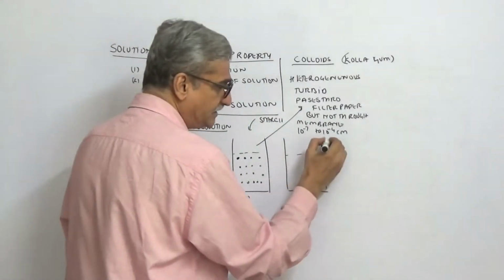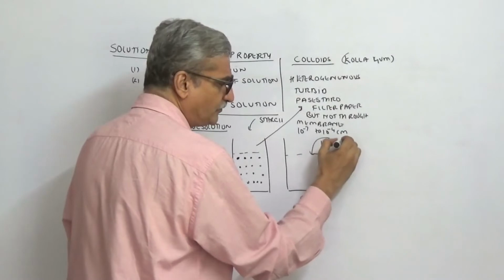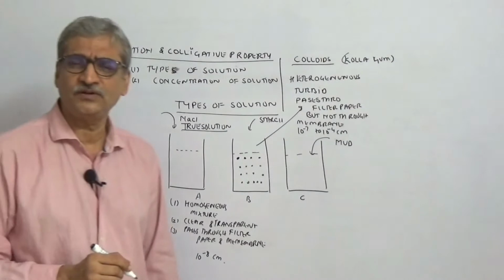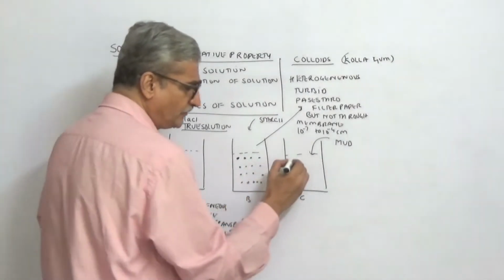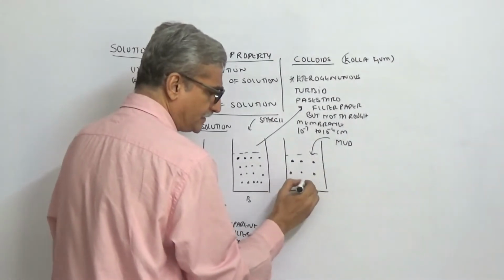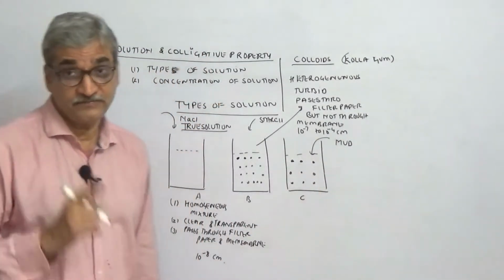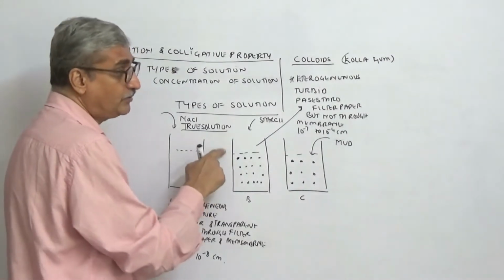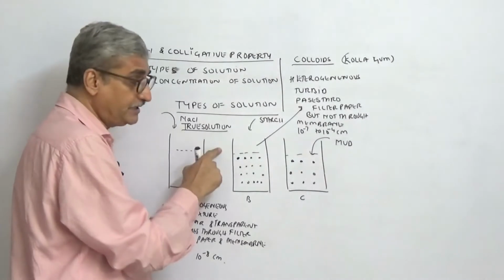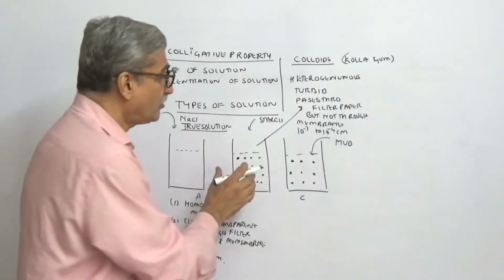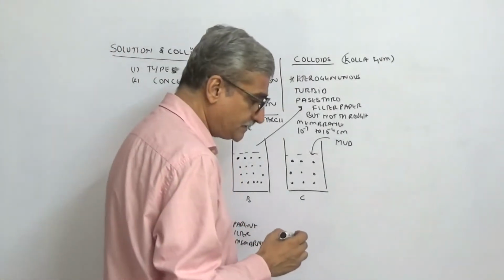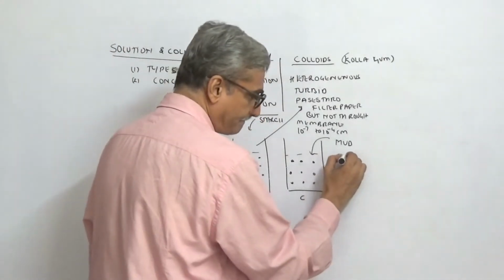Then in the third beaker C, we add 1 spoonful of mud. When we add 1 spoonful of mud, again what happens? Mud particle. See, a very important point is that in colloids, the particle is not visible to the naked eye. Two very important things to distinguish colloids, and this is what we call a coarse solution.